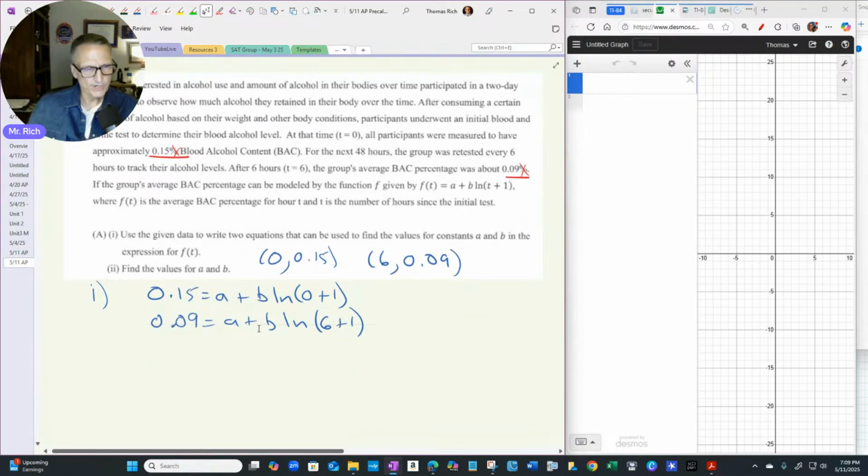All right, so there's my two equations. That is my expression, my answer for A1. Now, number 2 says to go ahead and find those constants A and B. So I'm going to solve this as a system of equations.